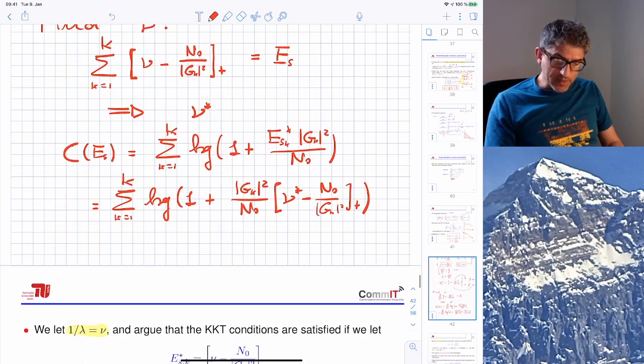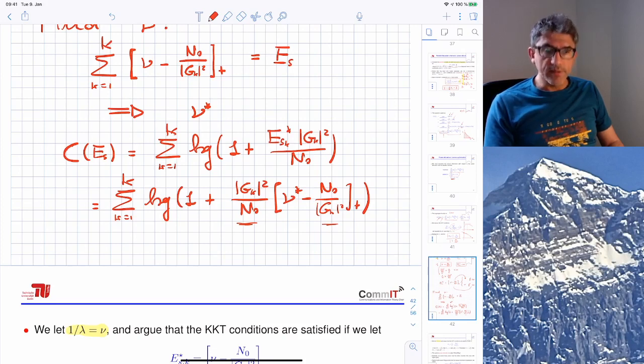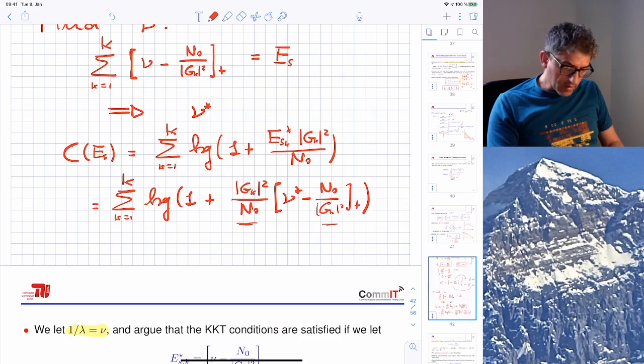And now we notice that when this difference is positive, then this term times this term gives me minus 1, that simplifies with this plus 1, and so we have simply nu star times g_k squared divided by n0. When this difference is negative, then the positive part is 0, and therefore we have log of 1, and log of 1 is 0. So we can compactly write this in the following form.